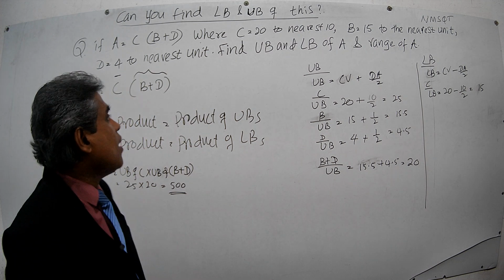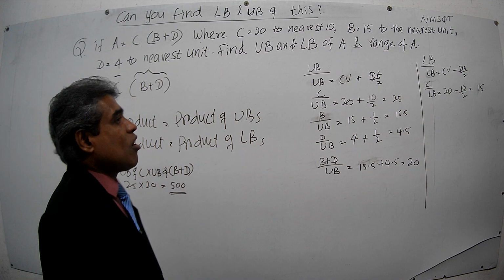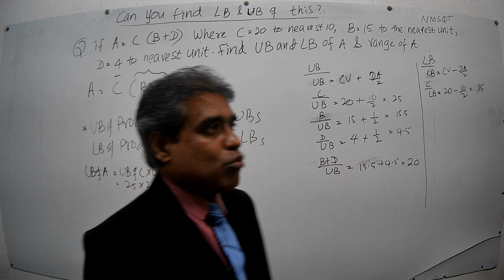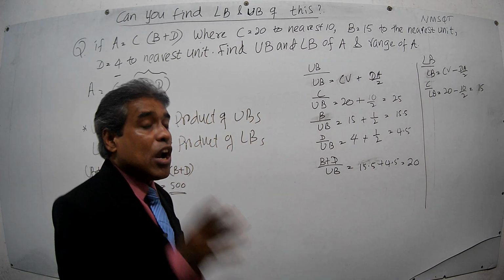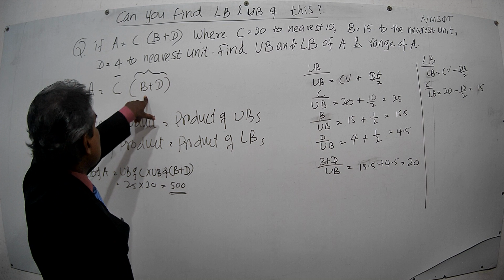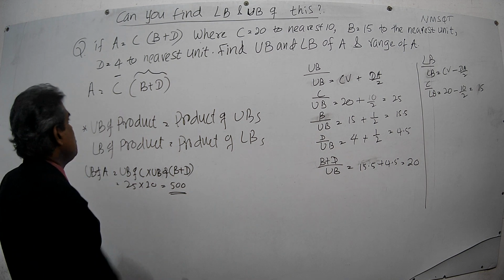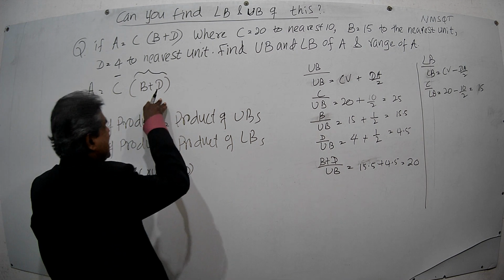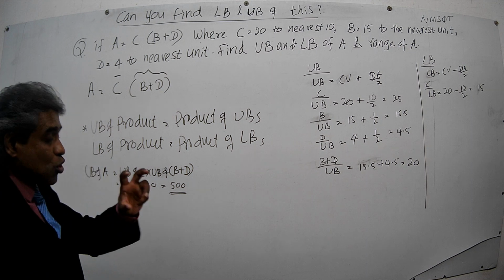There you have learned that. Go to the playlist, the rounding of numbers and upper bound and lower bound, and watch that video. That is upper bound and lower bound of sum. That is the title of the video, right? Then we learn in that video like this: B plus D is a sum of two terms.